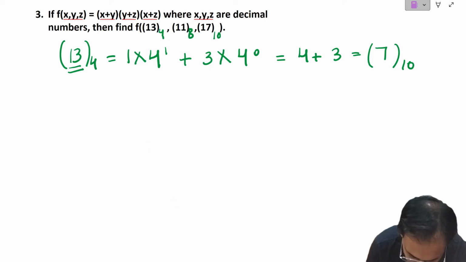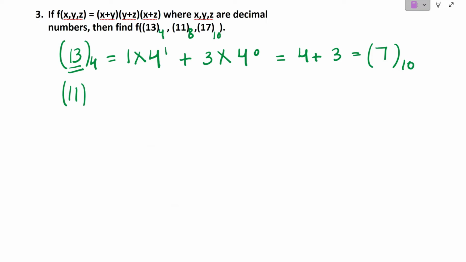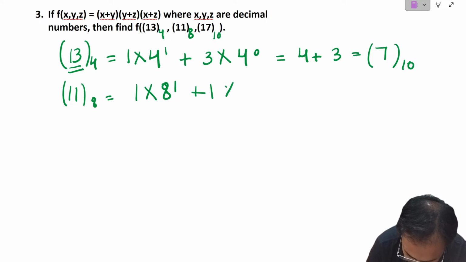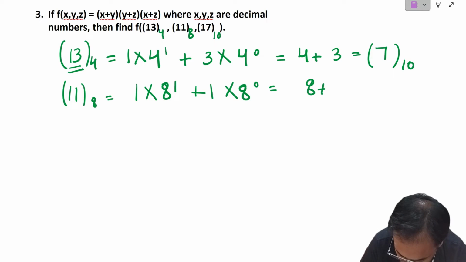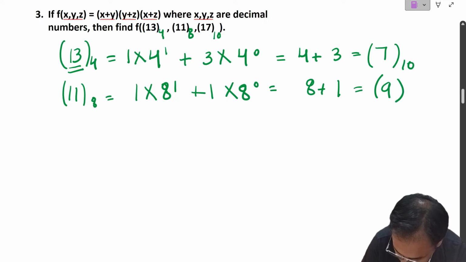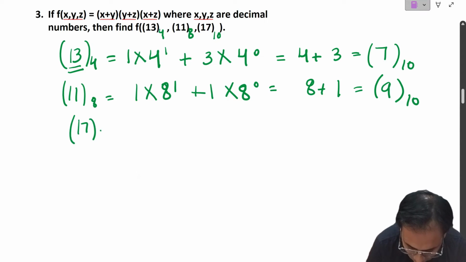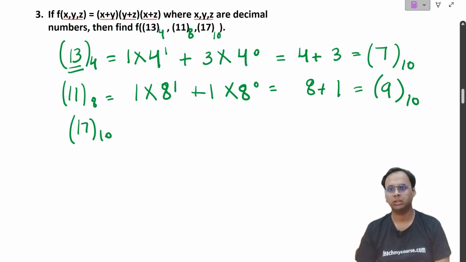The other number is 11 to the base 8, which is 1 into 8 raised to the power 1 plus 1 into 8 raised to the power 0. So it is 8 plus 1 equals 9, 9 to the base 10. And the third number is 17 to the base 10, so it is already in the decimal system.